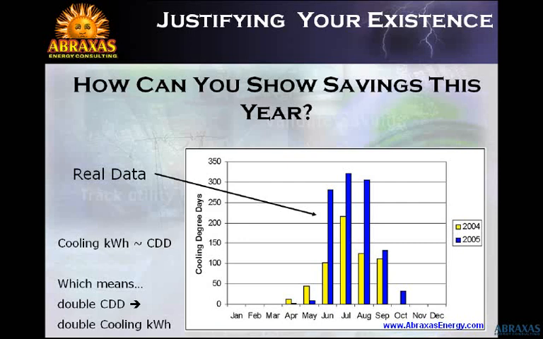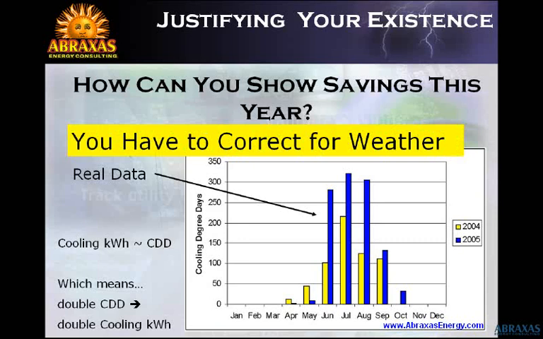The way to accurately show savings is to correct for weather. This is why we do weather normalization.